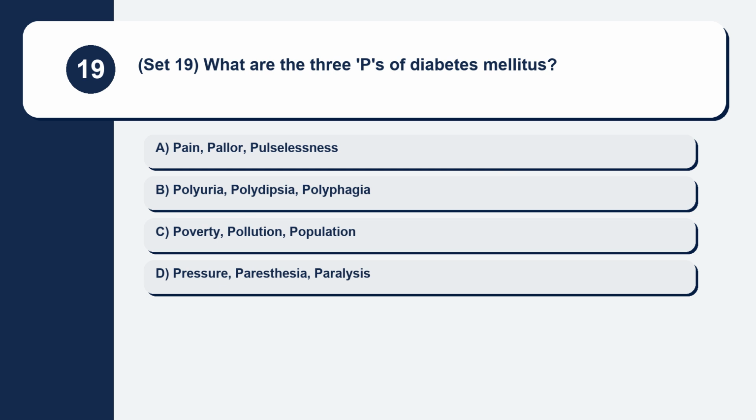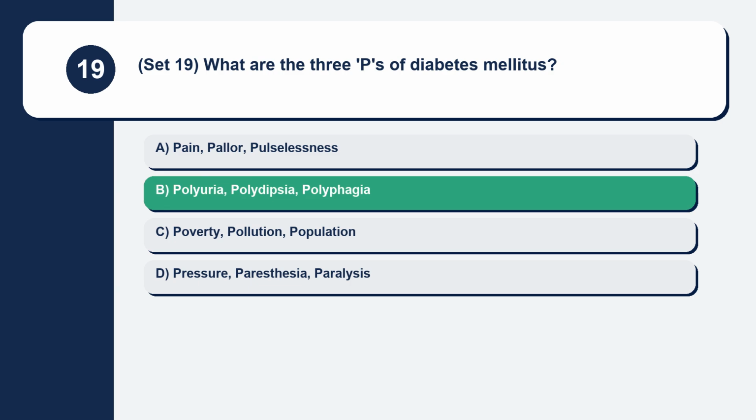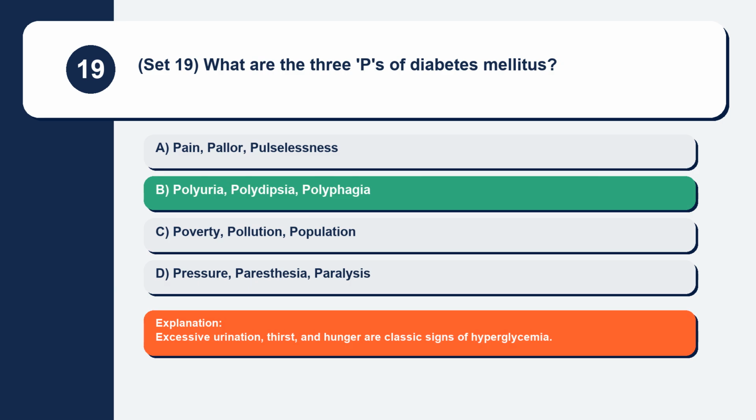Question 19. Set 19. What are the 3 P's of diabetes mellitus? Pain, pallor, pulselessness, polyuria, polydipsia, polyphagia, poverty, pollution, population, pressure, paresthesia, paralysis. Excessive urination, thirst, and hunger are classic signs of hyperglycemia.